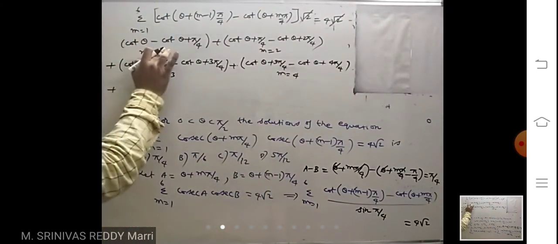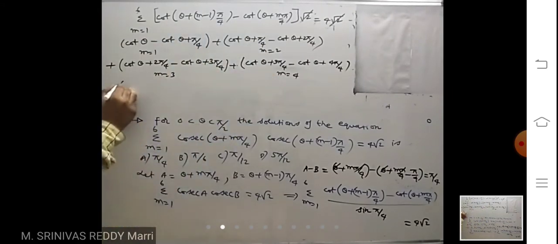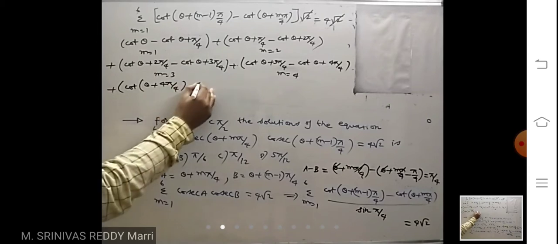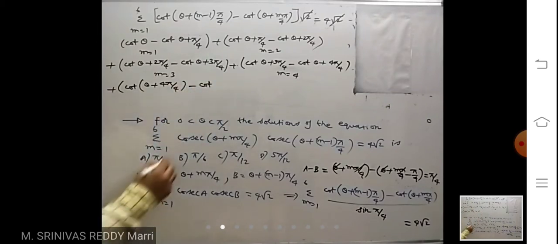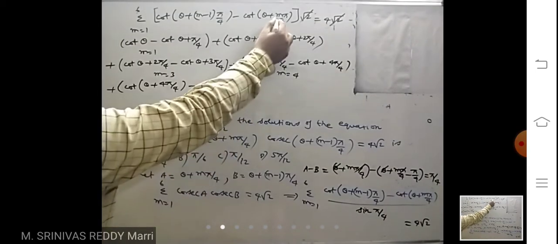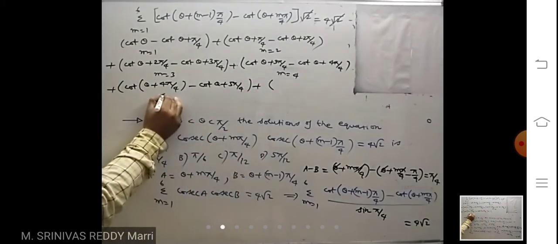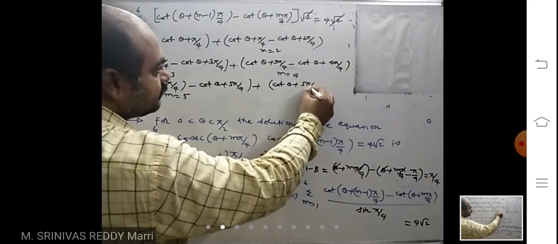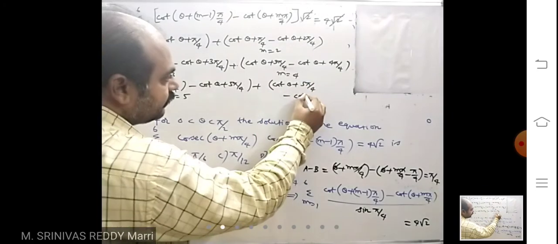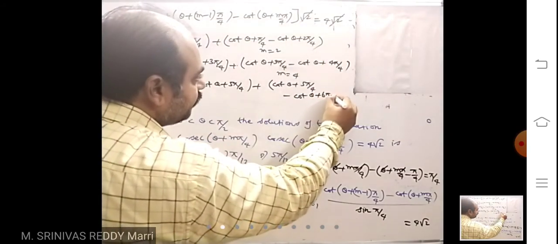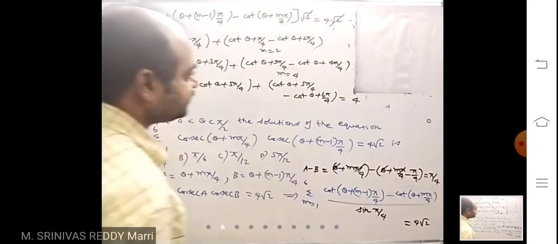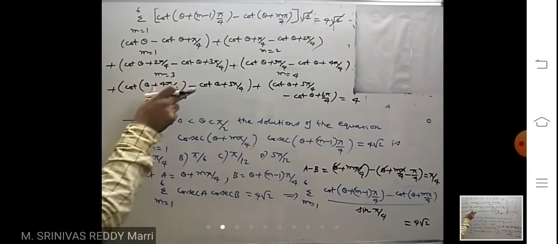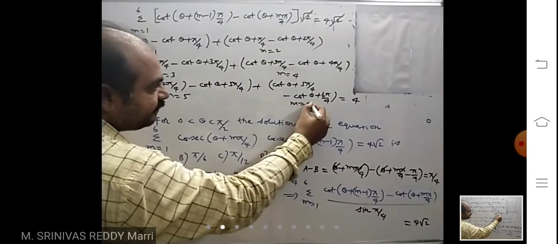Sigma is just m equal to 1 plus m equal to 2 plus m equal to 3 plus m equal to 4 plus m equal to 5 plus m equal to 6. M equal to 5 means cot theta plus 4 pi by 4 minus cot theta plus 5 pi by 4. Lastly, m equal to 6 gives cot theta plus 5 pi by 4 minus cot theta plus 6 pi by 4. This is equal to 4.